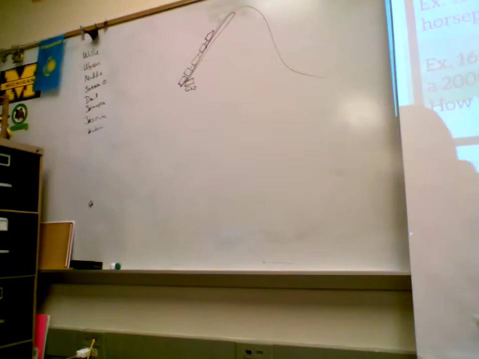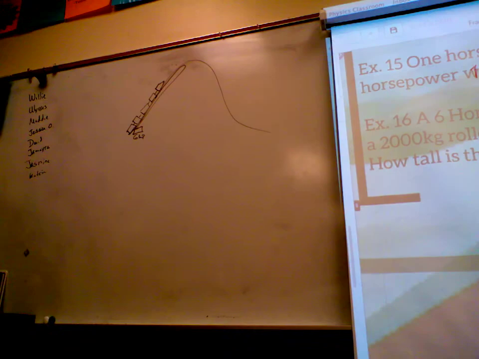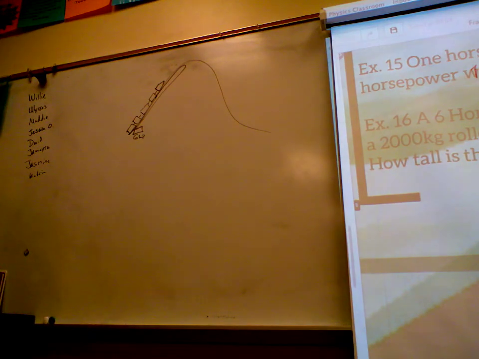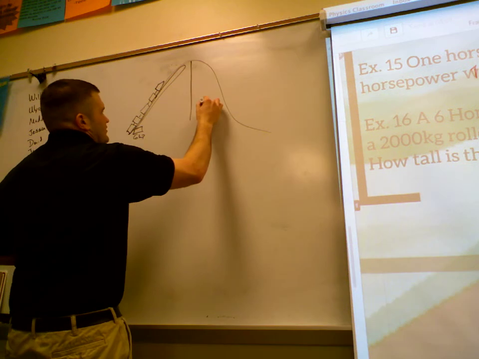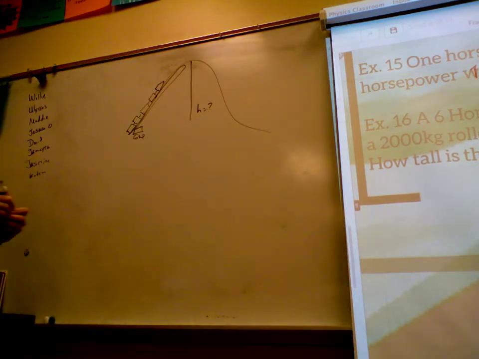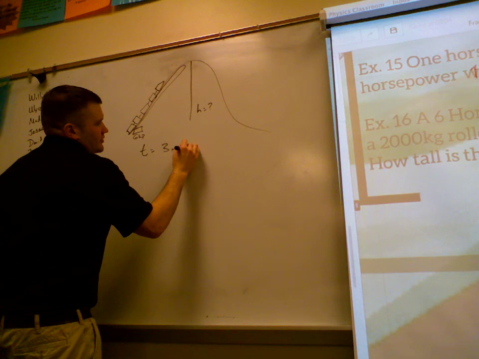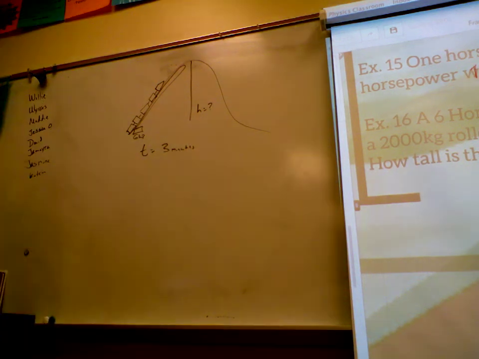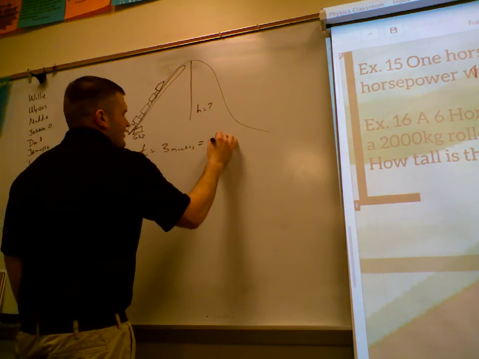All right. Attempting to draw it. So we want to know how tall this hill is. The time is 3 minutes. Did I use 3 in seconds? No, what do I do? It's 180. Good. Multiply 3 by 60 because we need to be in seconds.